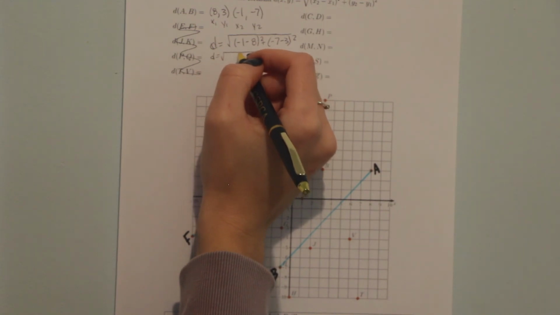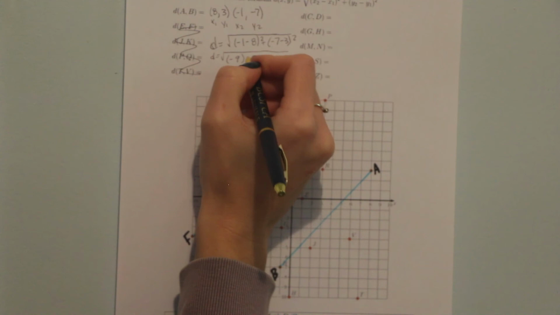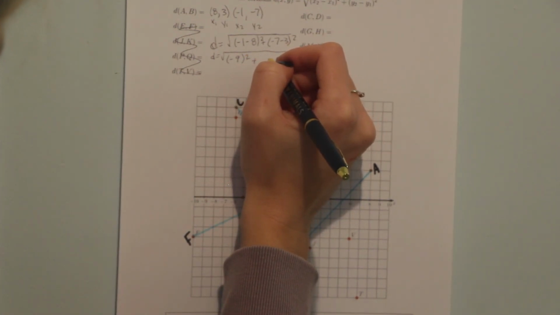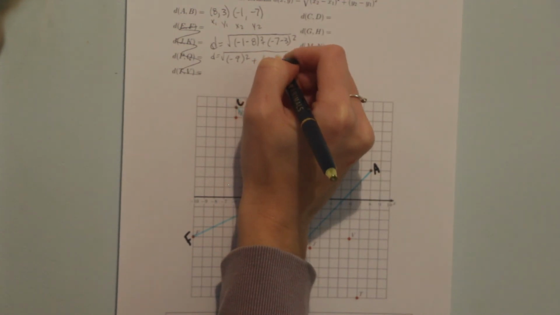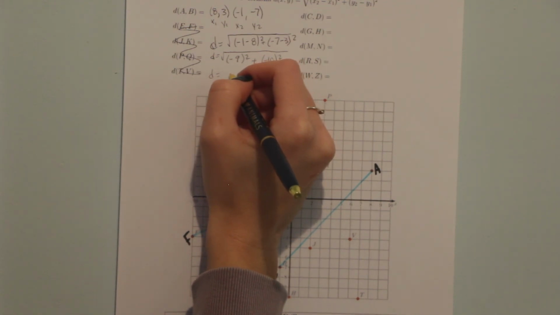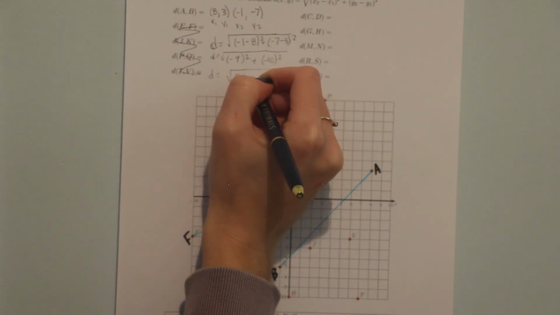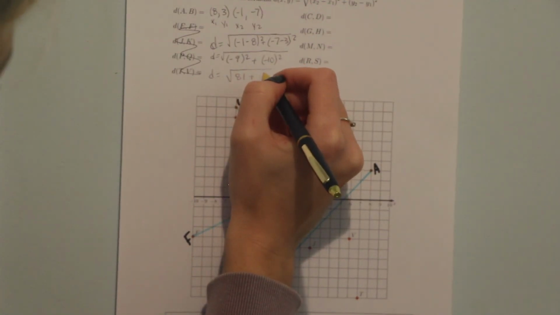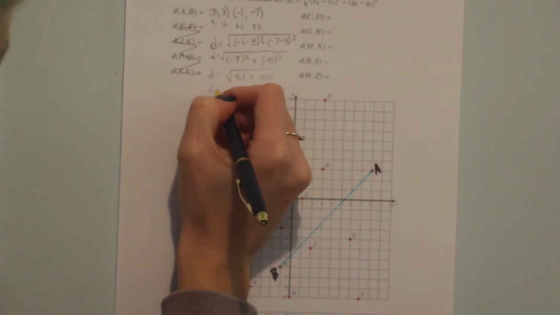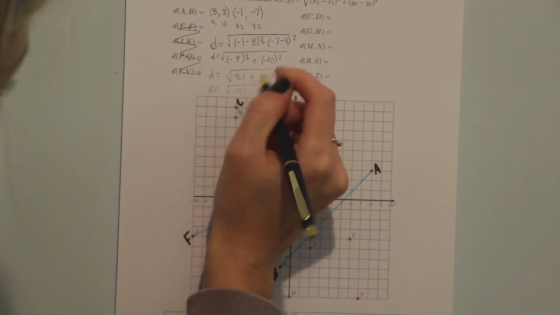We've got -1 minus 8, which is -9 squared, plus -7 minus 3, which becomes -10 squared, and then that makes 81 plus 100, which makes it the square root of 181.